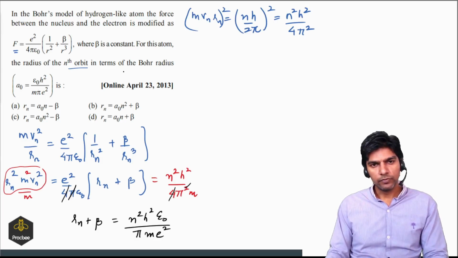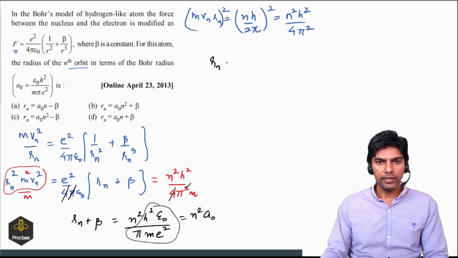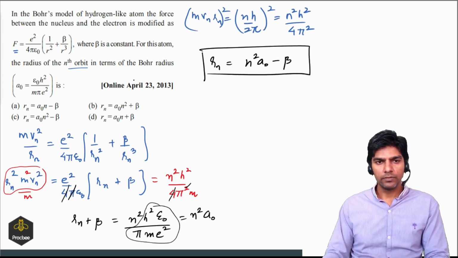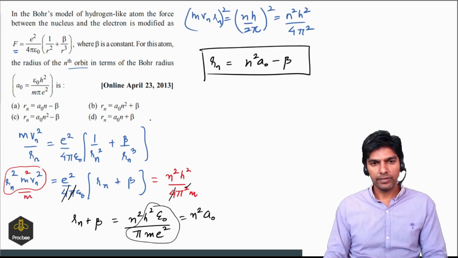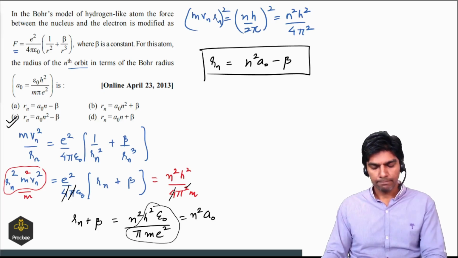Now what is a naught? What is the Bohr's radius? It is epsilon naught h square upon m pi e square. So this factor is nothing but the Bohr's radius. So it comes out to be n square times the Bohr radius. So Rn will be n square times the Bohr radius minus beta. So that should be the radius of the nth orbit. Let us see the options. Option C is the right answer.